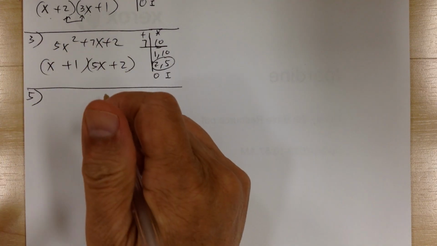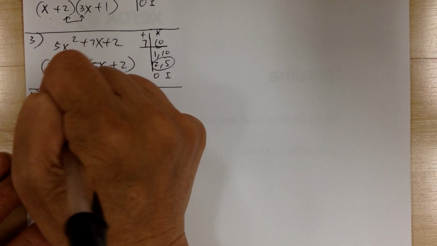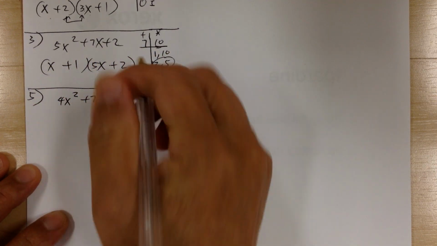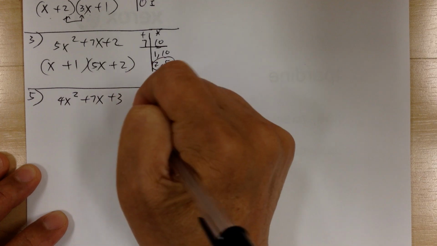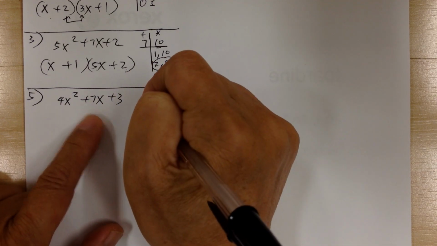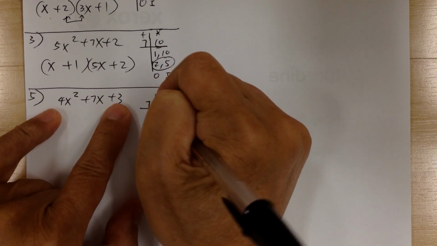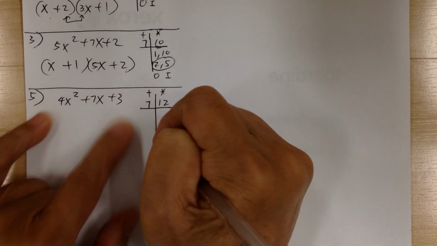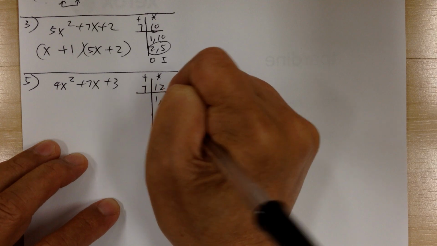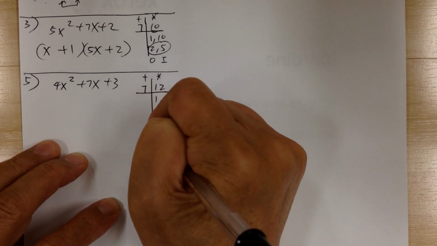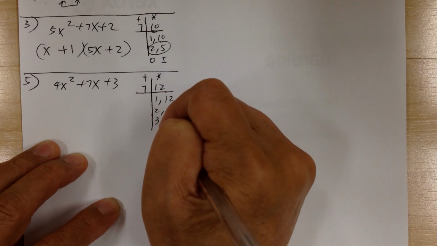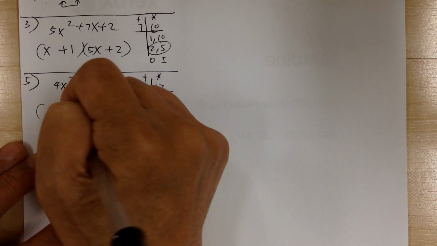Okay, number 5. Okay, make sure you put this in the correct order. So you got 4x squared plus 7x plus 3. So first you have to make sure you put in the correct order. So you can go to step 4. So you're going to get 7 and 12. So you have to add to get 7. You have to multiply to get 12. So you can just go start 1 comma 12, 2 comma 6, 3 comma 4. Right? So you just go down 1, 2, 3. It's very quick. So this is a correct combination.